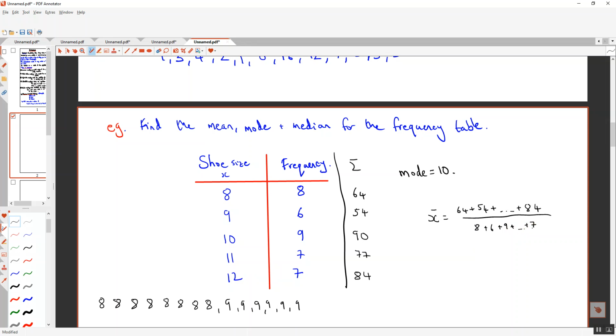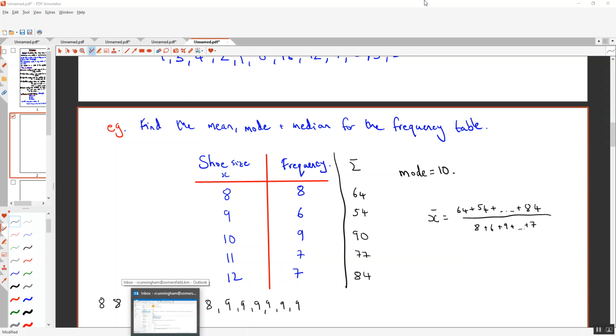Now, I have never seen them ask you to do this in a non-calc paper. But if they do, that's what you would do, okay? I think they don't ask it because it will just take too long. So, we can do it on the calc. We'll do it now, just when you're all ready.